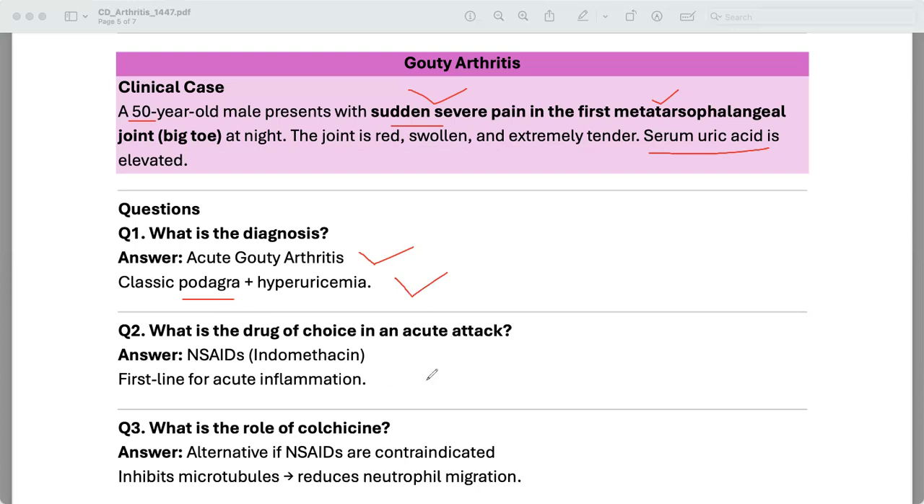What is the drug of choice in the acute attack? Now, if there is an acute attack for the first time, we need to manage it with pain relievers. And amongst the pain relievers, indomethacin is the first line therapy for the acute inflammation. Indomethacin is a non-steroidal anti-inflammatory drug. Once the pain has subsided, then we will start the therapy for Gouty arthritis.